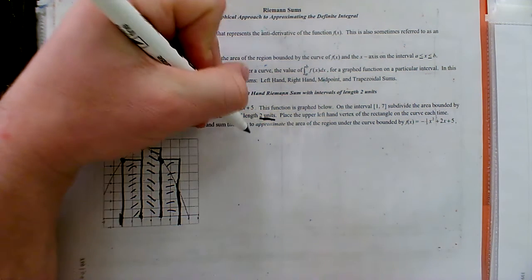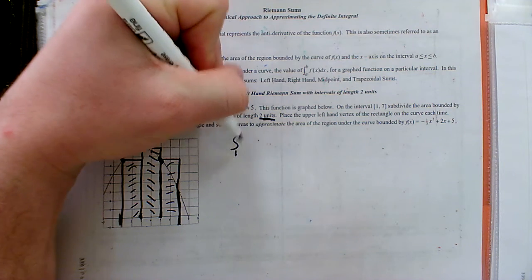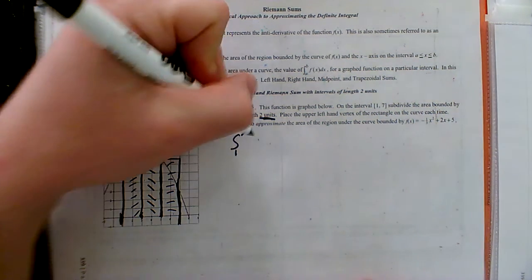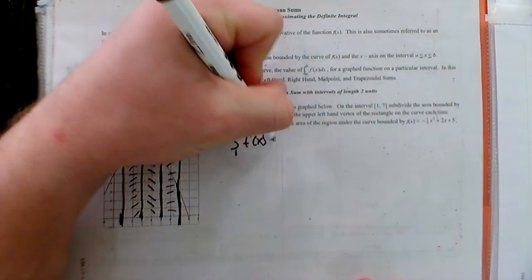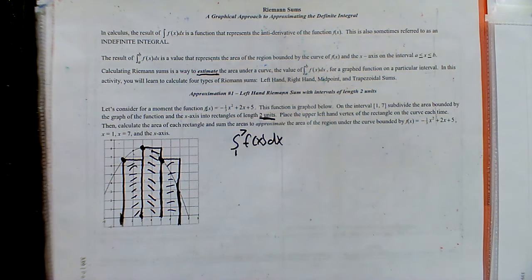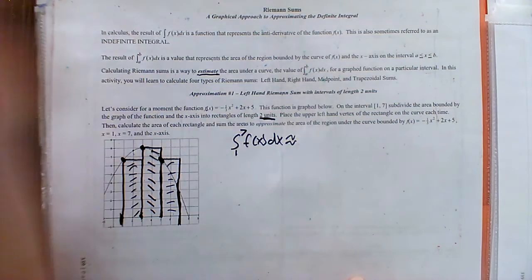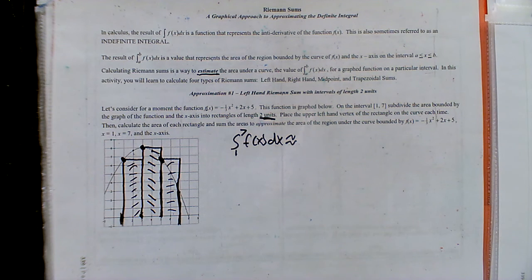So what we're doing is we're taking an integral from 1 to 7, those are our bounds, of f of x dx. And again, this is an approximation, so we're not using an equal sign, it's an approximation.